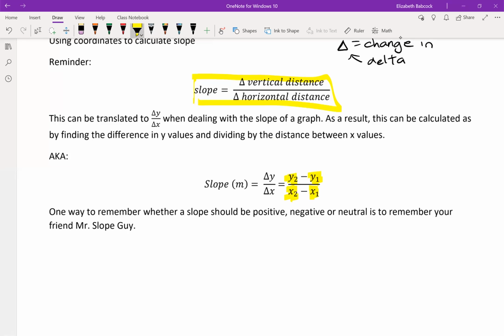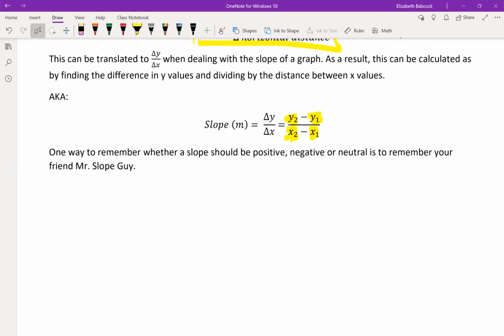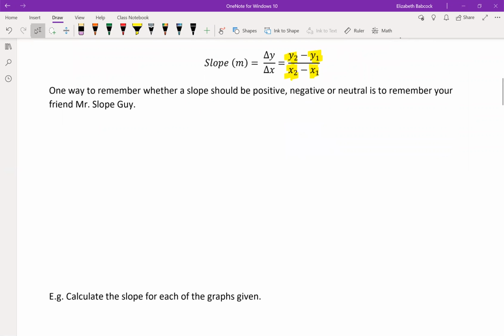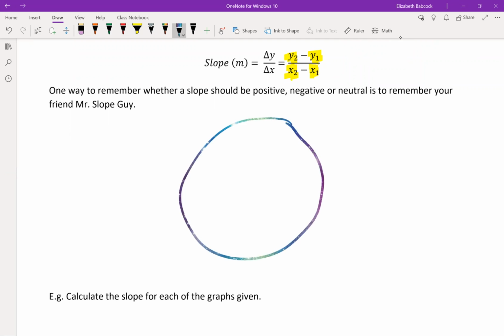But one good thing to keep in mind, so that you don't have to calculate points every single time you want to figure out if a graph just has a positive, negative, or neutral slope, is to remember our lovely friend, Mr. Slope Guy. If you've never been introduced to Mr. Slope Guy, I'm going to introduce you to him right now. He's a cool dude, so he can be done in Galaxy Pen. He is a roundhead, and he's a little neutral in expression. Which, I mean, can you blame him? He's a math thing. It's going to be a little neutral.